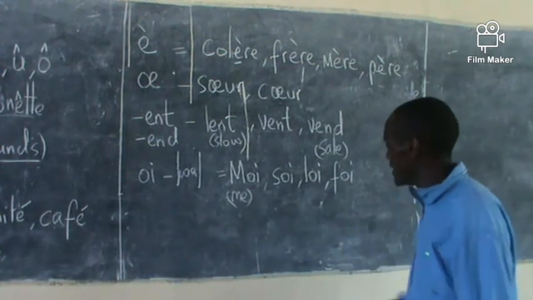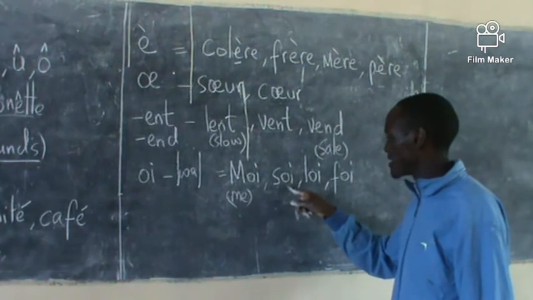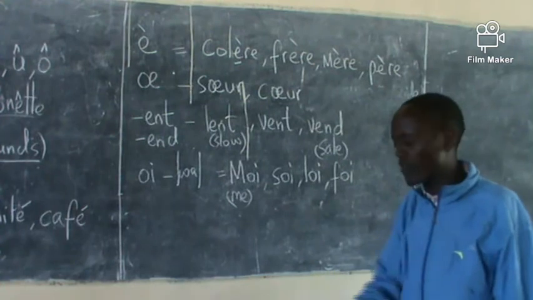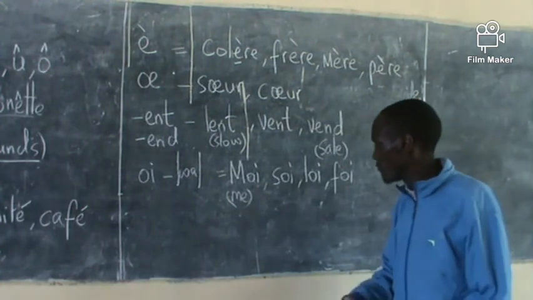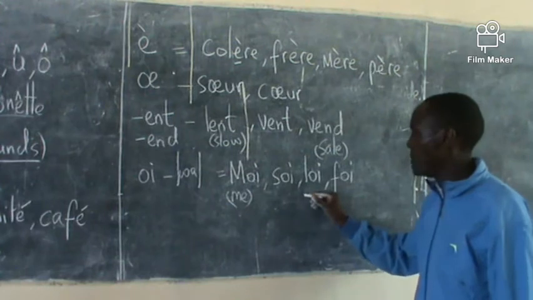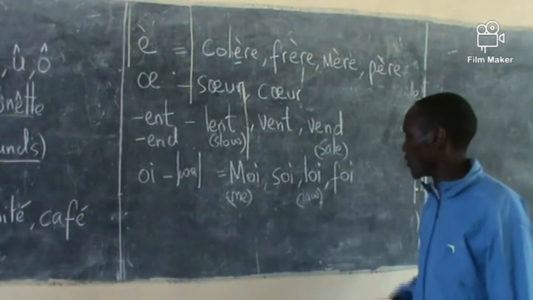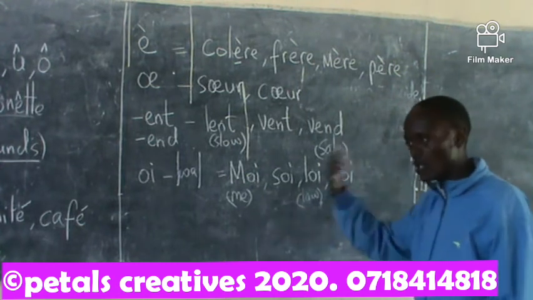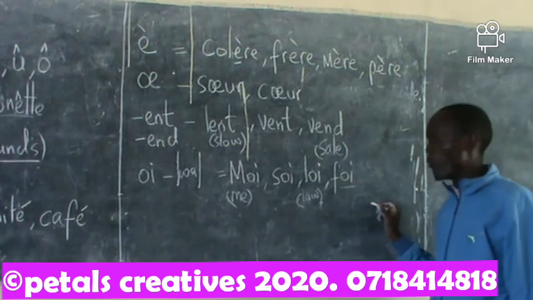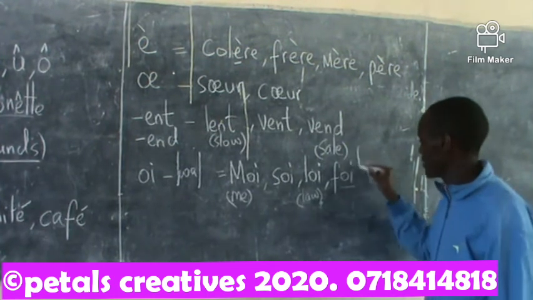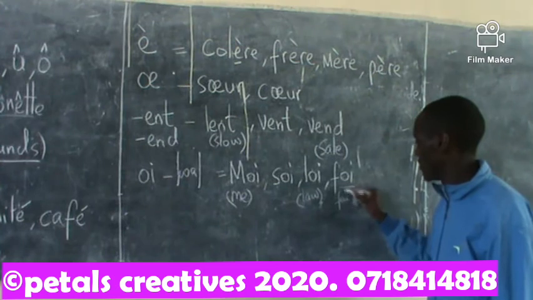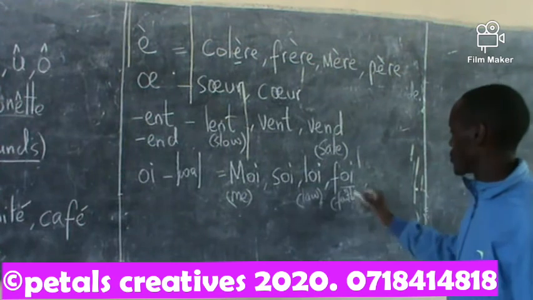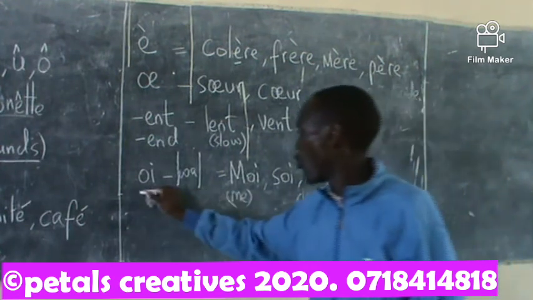Moi means me. Soi means self, yourself, when we are talking about yourself. So swa means somebody's self. Then lwa means law, a law. Like for example, the Kenyan law. La loi means law. Then fwa means faith. Foi means faith or religion.